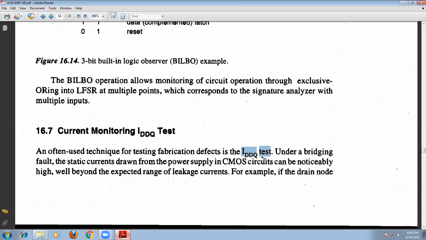For example, if there is a bridging fault, then because of it a large amount of current flows from the power supply into the CMOS circuit. A very large amount of current will flow, and this can be noticeable. This current is beyond the expected range of leakage currents.